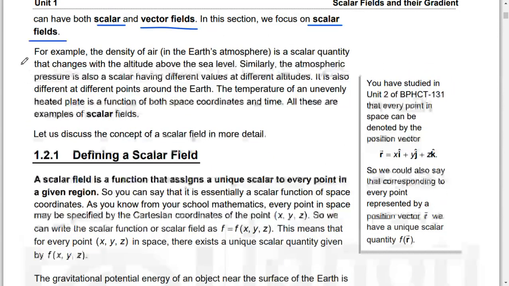For example, the density of air in the Earth's atmosphere is a scalar quantity that changes with the altitude above sea level. Similarly, the atmospheric pressure is also a scalar having different values at different altitudes. It is also different at different points around the Earth. The temperature of an unevenly heated plate is a function of both space coordinates and time. All these are examples of scalar fields. Let us discuss the concept of a scalar field in more detail.